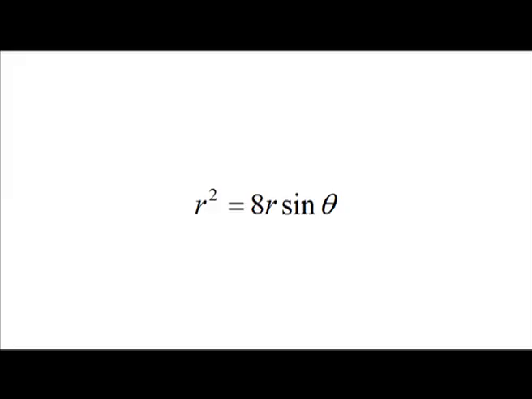As another example, by changing to Cartesian coordinates, we are going to show that r = 8 sin θ is a circle. If we multiply r = 8 sin θ by r, we get r² = 8r sin θ. Since r² = x² + y² and y = r sin θ, the above gives x² + y² = 8y. We write this as x² + y² − 8y = 0.